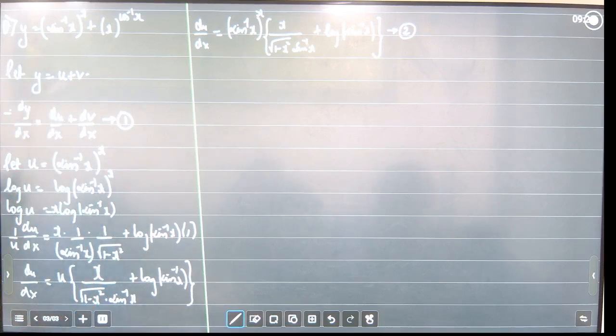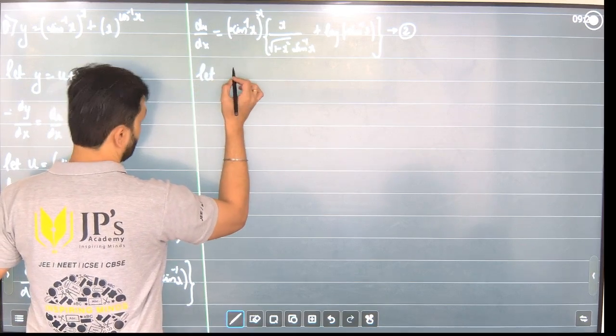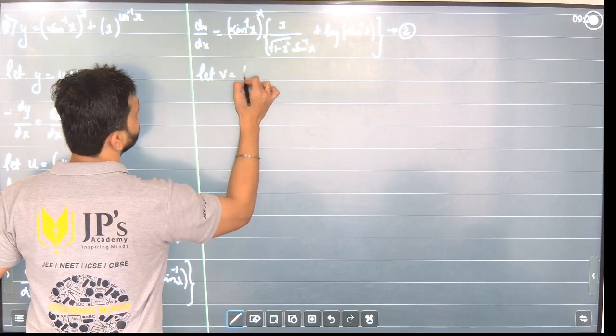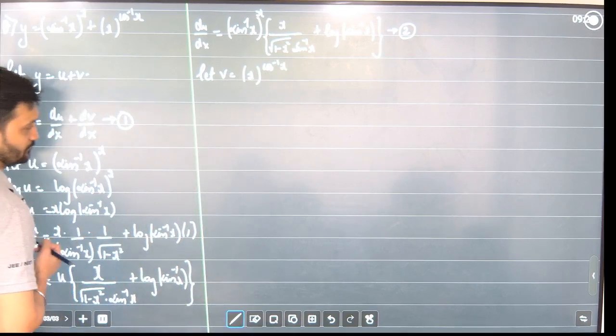These are individual sums. We are going to solve it together. So I'm just showing you how different it is. So I've solved the first part. U is done. Let v is equal to x raised to cos inverse x. Now again the same process will start.